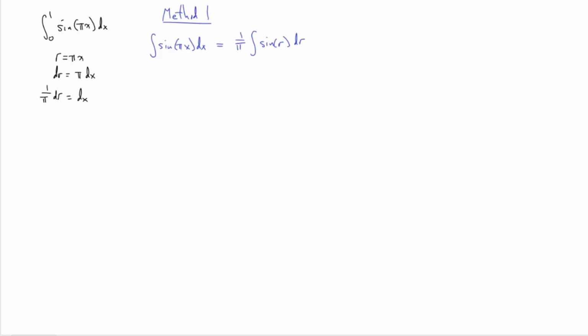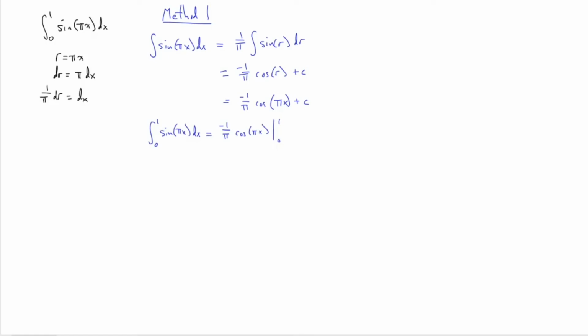For the first method, we just compute an antiderivative, an indefinite integral. The sine of pi times x is the sine of r, and dx is 1 over pi dr, and I've pulled the 1 over pi outside the integral. That's an easy integral. The derivative of the cosine is the negative sine, and so we need the negative cosine to be the antiderivative of the sine. And so you get negative 1 over pi times the cosine of r plus a constant. And turning that back in terms of the variable x, we get negative 1 over pi times the cosine of pi x plus a constant.